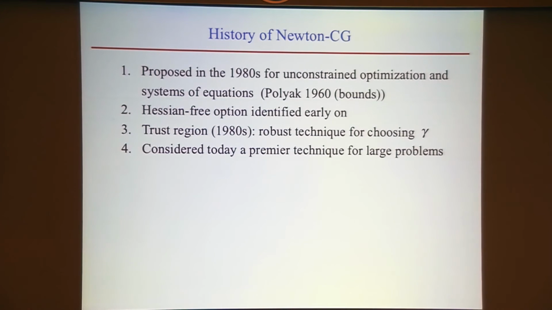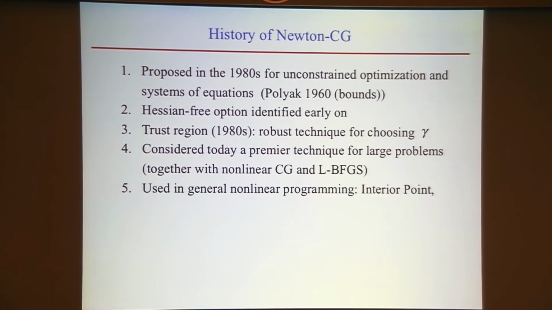Today, the Newton CG method is considered a premier technique for solving large problems. It's one of the best things you can do for deterministic optimization, together with nonlinear conjugate gradients or quasi-Newton methods. Newton CG is used extensively in operations research and PDE optimization and so on. All the ideas I'm going to describe here that are going to be specialized for machine learning have been explored.